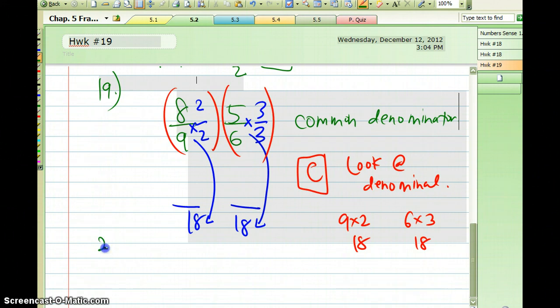This is similar to problem number 22. So if you look at 22, it's the same idea.